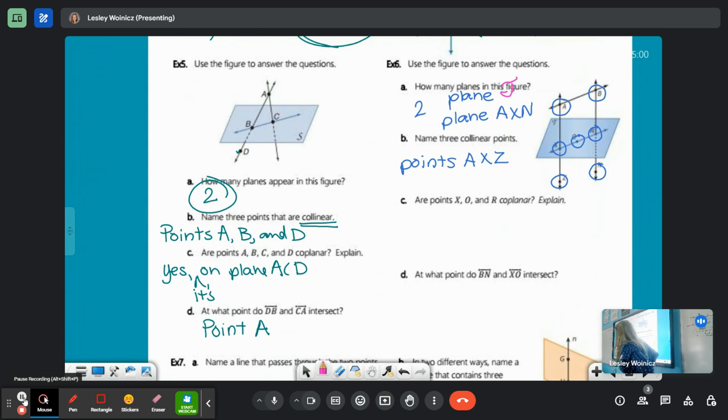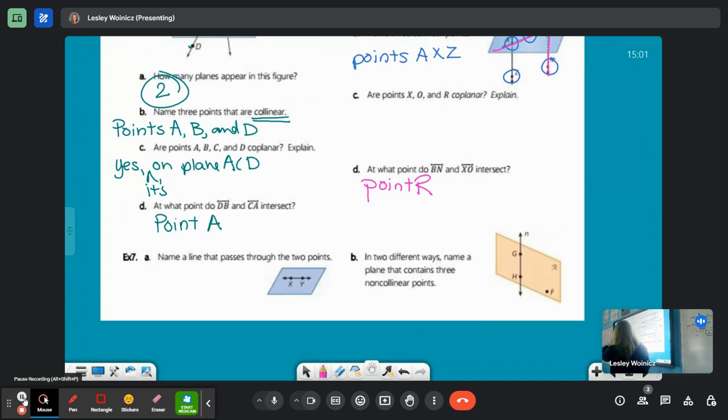All right, at which point do lines BN and XO intersect? Point R, good. They got a little bit tricky calling it XO instead of XR. But remember that line, because it has arrows, goes on forever. So even if I don't call it XR, the line XO is still going through point R because it goes forever. Okay. Cool.